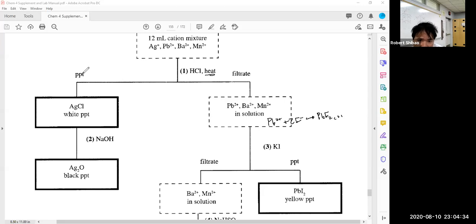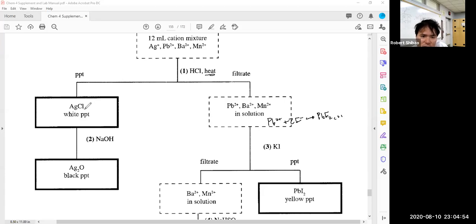That's called the precipitate, PPT. The liquid that passes through the funnel is called the filtrate. This is the liquid phase. Now, we have to be careful because the precipitate is going to be wet with solution, and that solution contains lead ions, barium ions, and manganese ions, and that will lead to interferences.